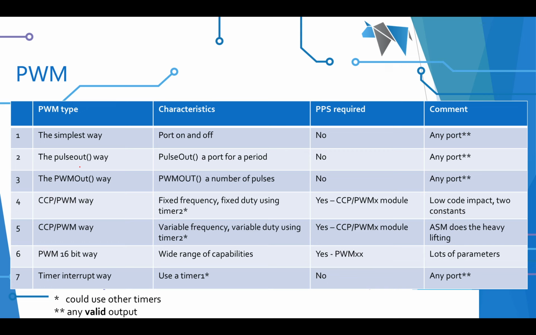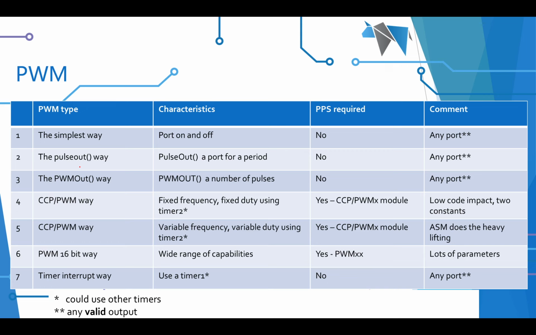Then we've got another way, which is using the same module, CCP PWM number 5, variable frequency, variable duty, using different timers, timer 2 typically, where the assembly does all the heavy lifting. It's doing a lot of calculations in the background. You change the frequency, it recalculates everything for you. It's extremely simple to use, and we'll see that.